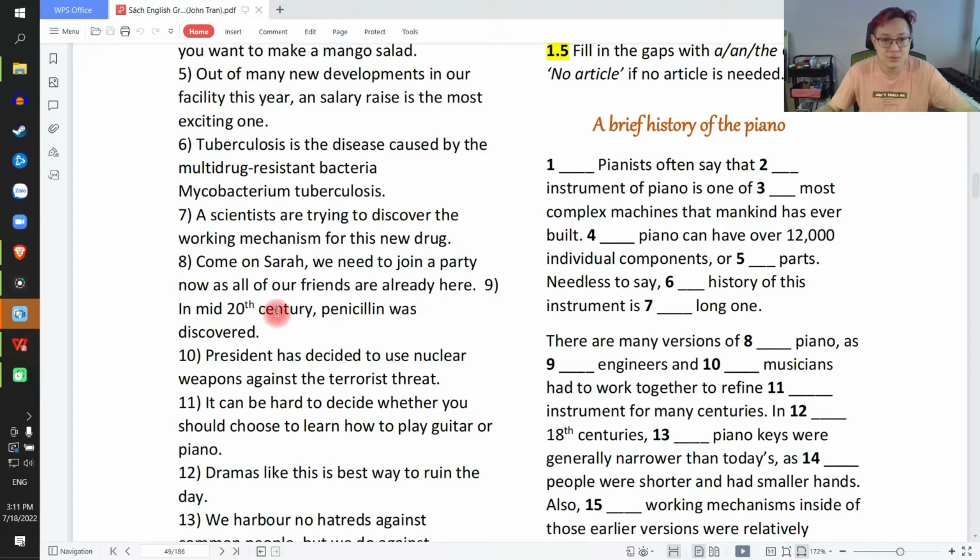Number 10. The president, because there's only one president in the country, so that's why you need to use a definite article the in here.